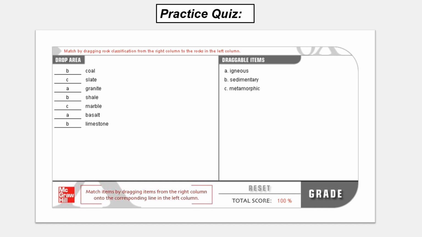All right, so that's a concept check question. The odds are you would probably pull a question or so about the different rock types.